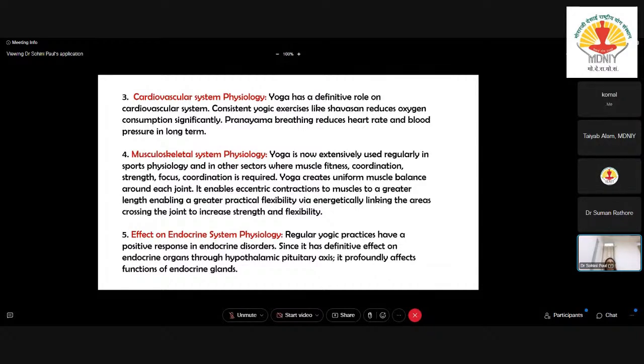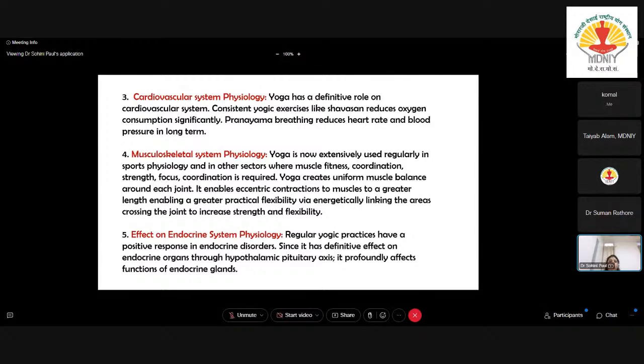Plus, there is the effect of yoga on the endocrine system as well. Regular yogic practice has a positive response in certain endocrine disorders, and it has a definite effect on endocrine organs through the hypothalamic-pituitary axis. One scenario I can give you is diabetic patients. In diabetic patients, what happens? It has been found that yoga not only increases insulin receptor sensitivity. So in diabetic patients, there is a role of insulin receptor sensitivity.